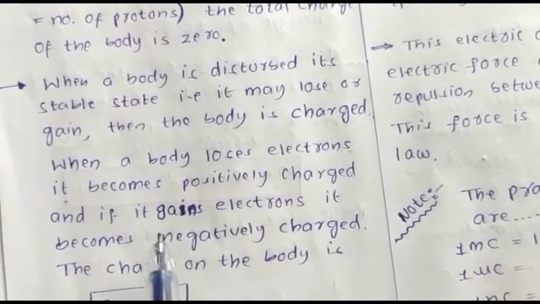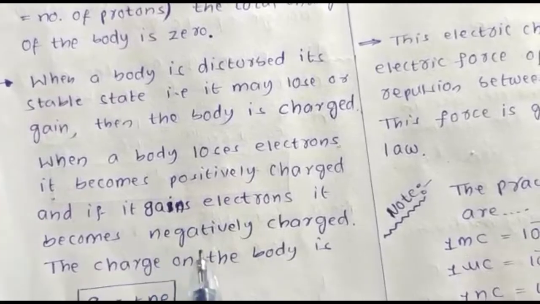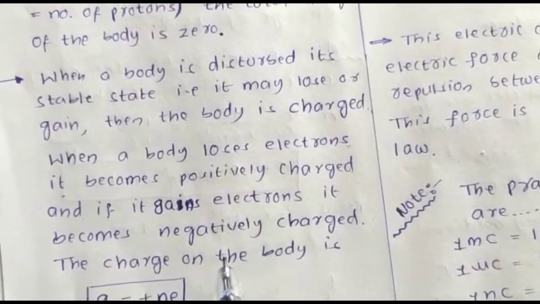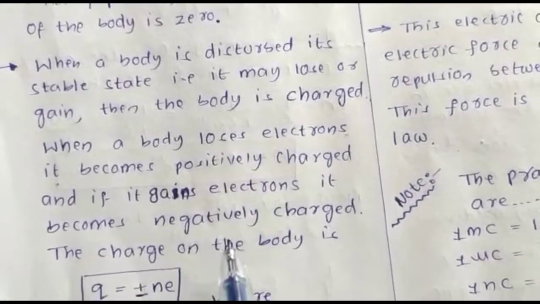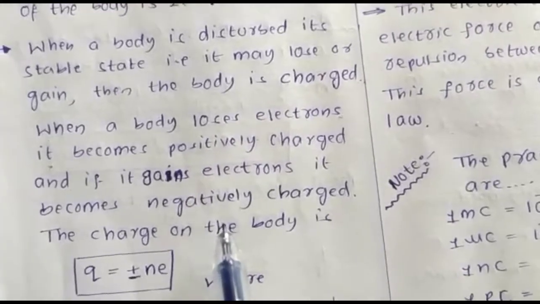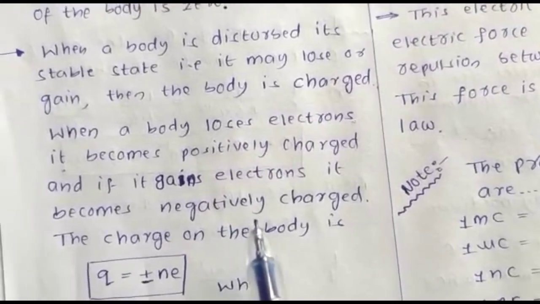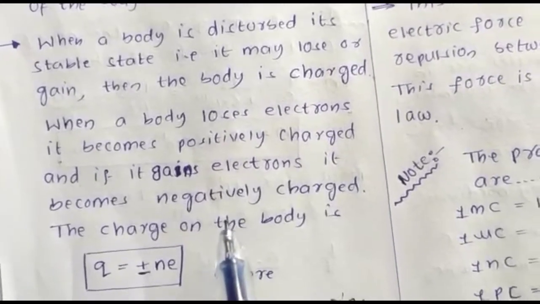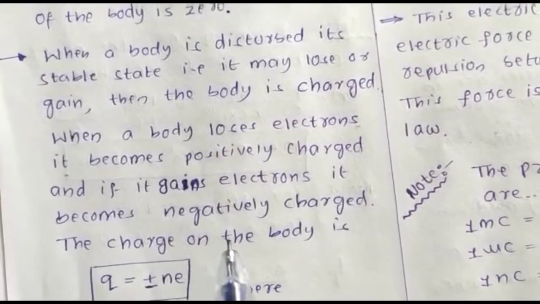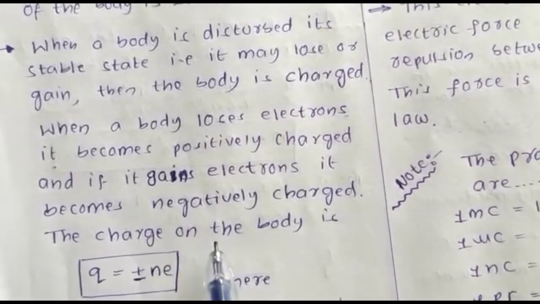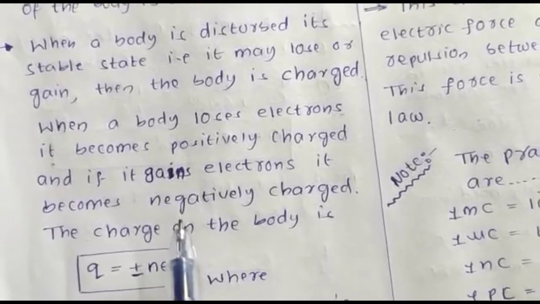Similarly, when a body gains electrons, it becomes a negatively charged body. Why? Because when a body gains electrons, the number of electrons in the body is more than the number of protons. Therefore, the negative charge is more than the positive charge. Therefore, the body which gains the electrons is a negatively charged body.